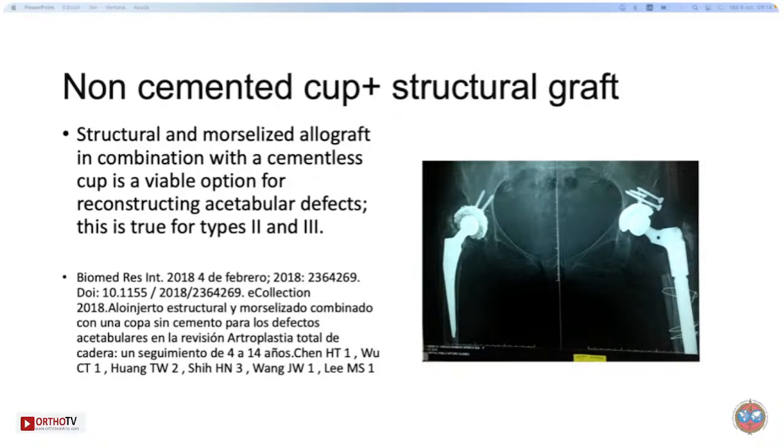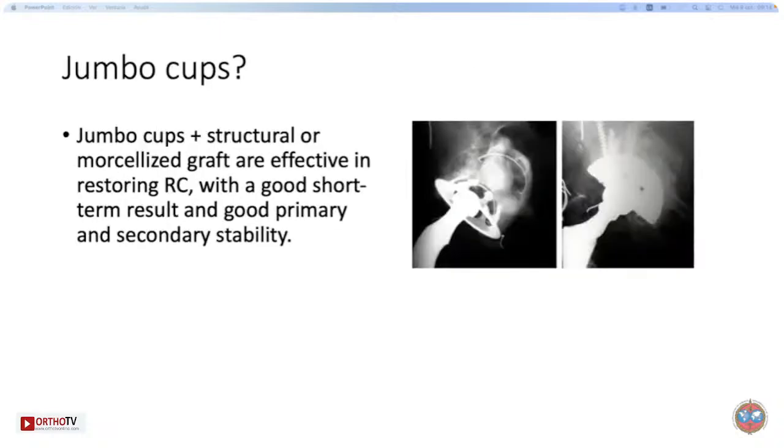Let me tell you about the non-cemented cup plus structural graft. Structural and morselized allograft in combination with a cementless cup is a viable option for reconstructing acetabular defects. This is true for types 2 and 3. On the issue of jumbo cups, plus structural or morselized graft, they are effective in restoring the rotation center with good short-term results and good primary and secondary stability.